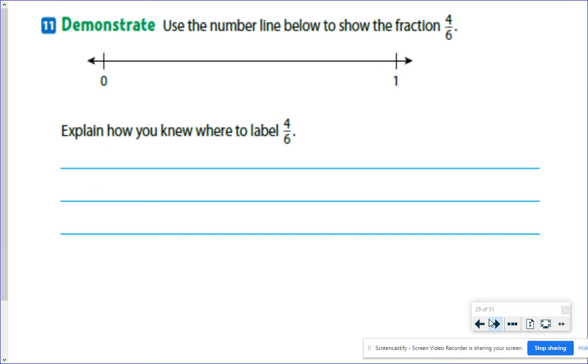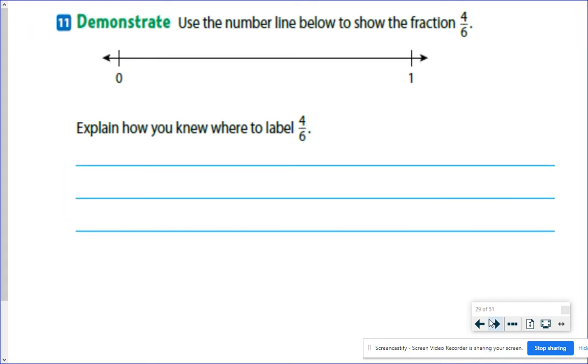So if we use a number line below to show the fraction 4/6, from 0 to 1, 6 is telling us how many pieces it needs to be broken up into. We can tell that by all the practice we've been doing so far. So I'm going to put it into 6 parts, 5 lines, and jump and count until I hit 4/6. 1/6, 2/6, 3/6, 4/6. And that's where 4/6 would go, and that is why.